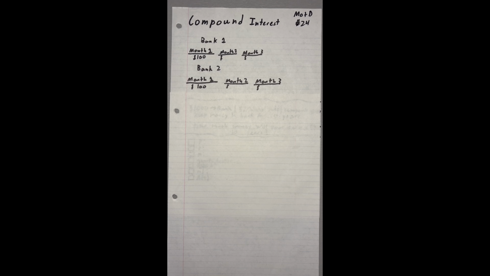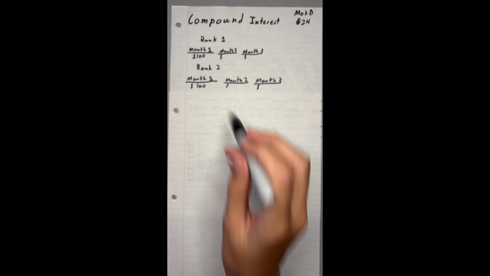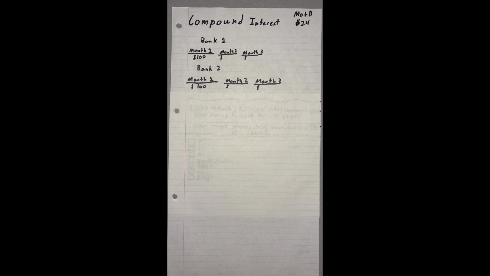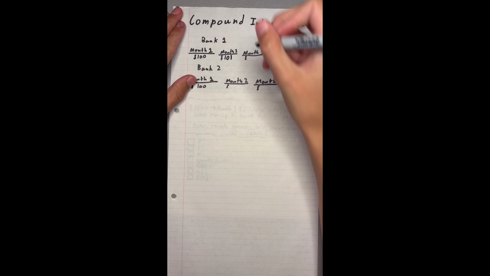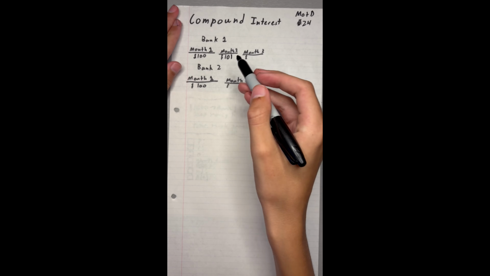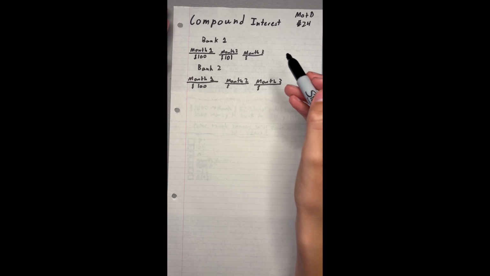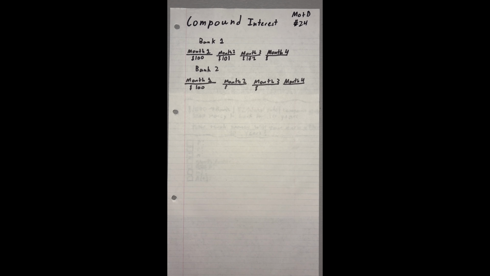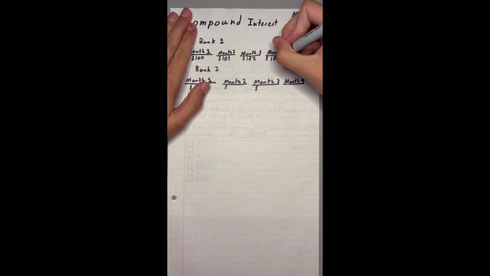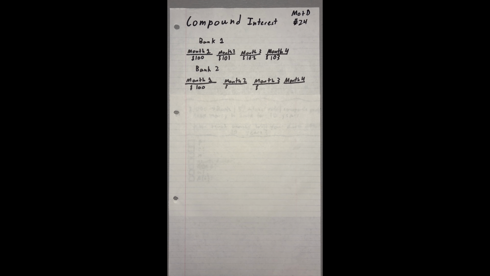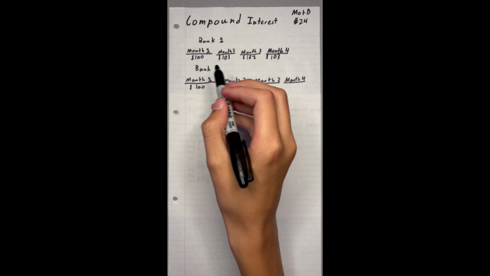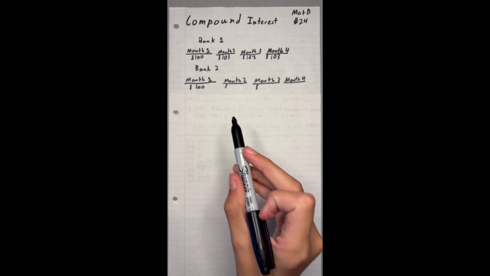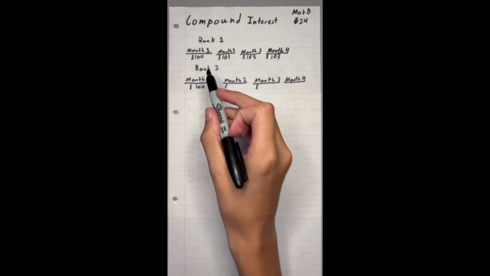Let's say you're investing money in a bank and you put $100 into it. Every month, you will gain 1% of that $100. So, the second month, you'll have $101 because you're adding 1% of 100 onto 100. Then the third month you'll have $102, and on the fourth month you'll have $103, and so on. This is called simple interest because every month you're gaining interest on your initial value, which is 100.